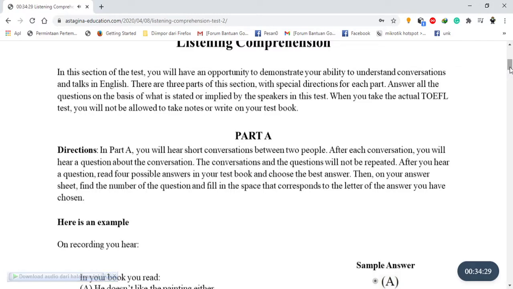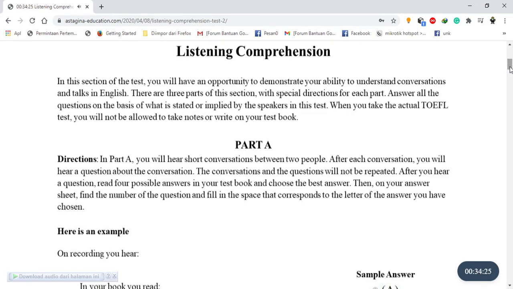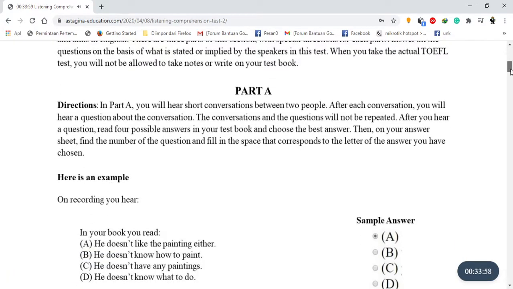When you take the actual TOEFL test, you will not be allowed to take notes or write in your test book. Part A, Directions. In Part A, you will hear short conversations between 2 people. After each conversation, you will hear a question about the conversation. The conversations and questions will not be repeated. After you hear a question, read the 4 possible answers in your book and choose the best answer. Then, on your answer sheet, find the number of the question and fill in the space that corresponds to the letter of the answer you have chosen.